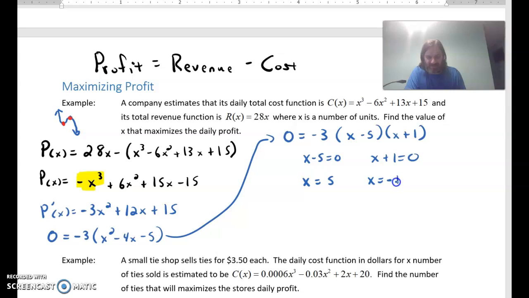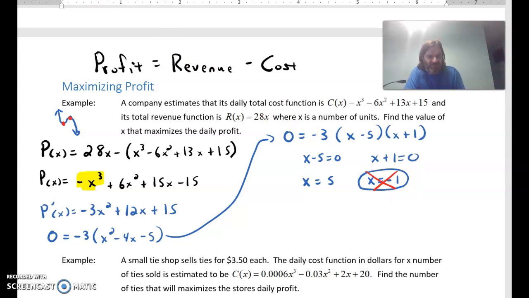So as I said, there's two things really that kind of help you out here. One, it says find the value of x that maximizes the daily profit. So the company is not going to make negative 1 items. That doesn't even make sense. So first of all, the negative 1 is gone.